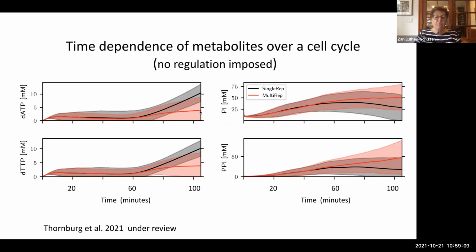So if you have multiple replication events, that's the red line, it looks pretty good for most of the deoxynucleotides. But when you have more replication events taking place, or partial replication events taking place, the phosphate levels really start shooting up, right? And one would think this might damage the cell.